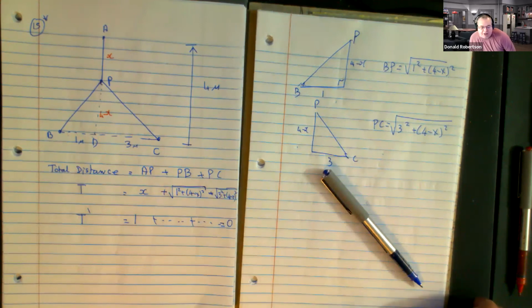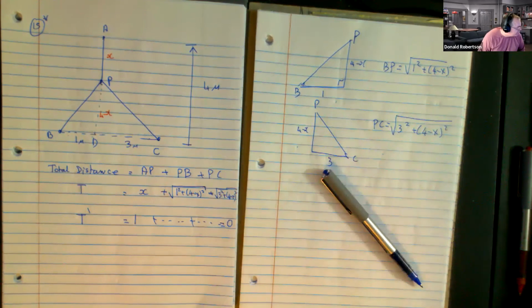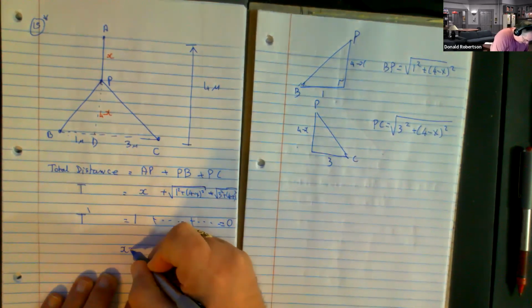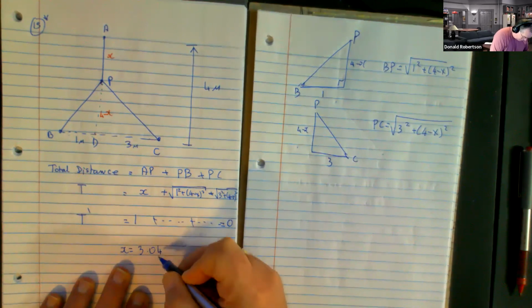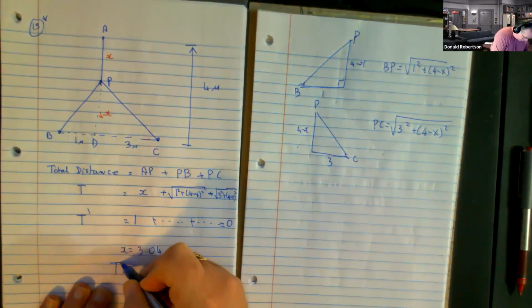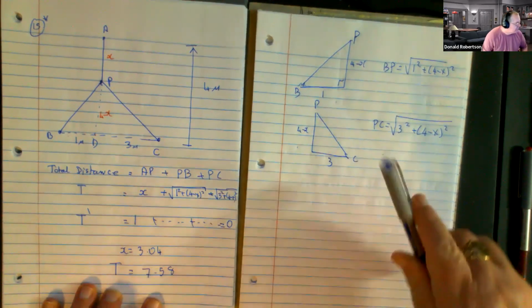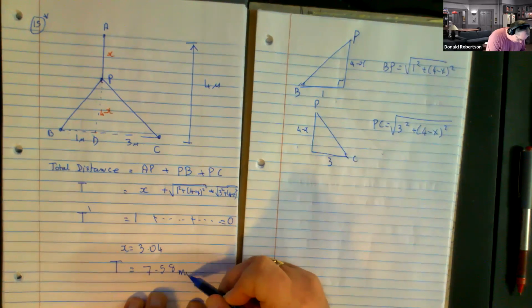So what you'll do instead is plug it into Desmos. And when you plug it into Desmos, it tells you, at least in this case, that you make X 3.04, and that when you calculate the total distance, it ends up being 7.58. I guess I should say miles.